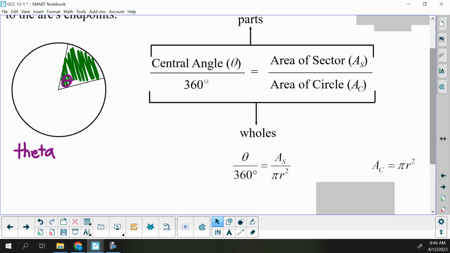And a way to simplify that, area of a circle is just pi r squared, and that's on your reference sheet on the Regents. So we just have theta over 360, and our area of our sector over pi times radius squared. So if it's talking about area of a sector, we should be using this proportion. It's again just a parts on top and the wholes on the bottom.